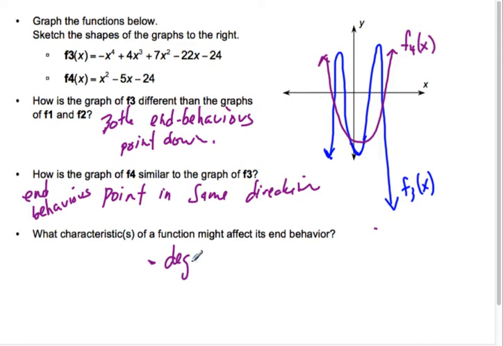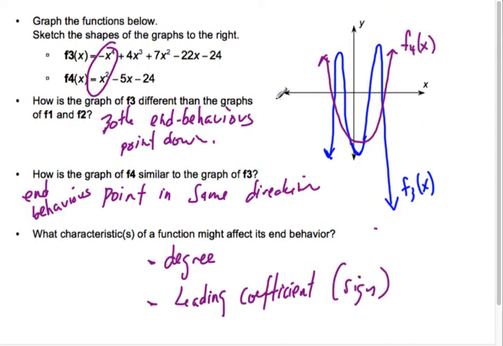Okay, now what characteristics of a function might affect its end behavior? Clearly the degree does, because these are even degree polynomials, and they have the same end behavior. They go in the same way for both of these. So the degree clearly is going to affect its end behavior, because the odd ones had opposite end behavior. And also we should be looking at the leading coefficient, the sign of it.